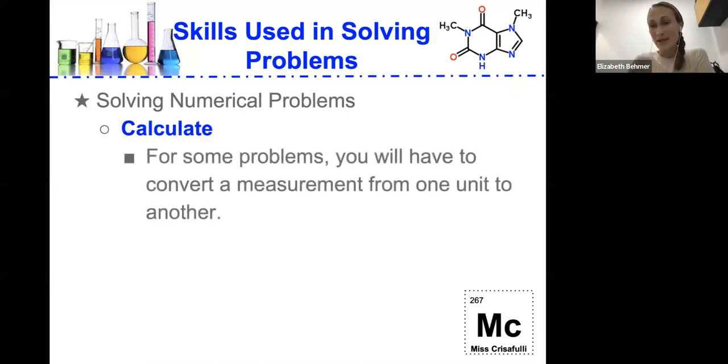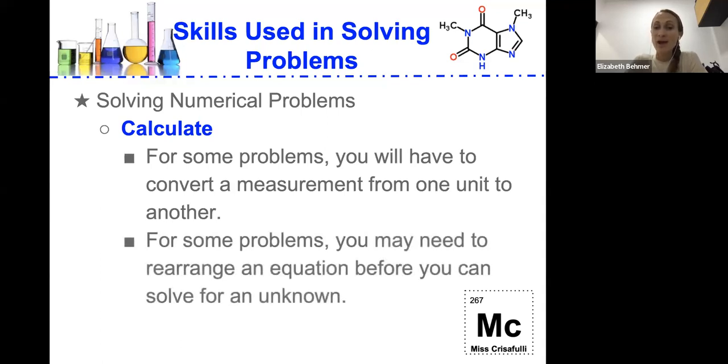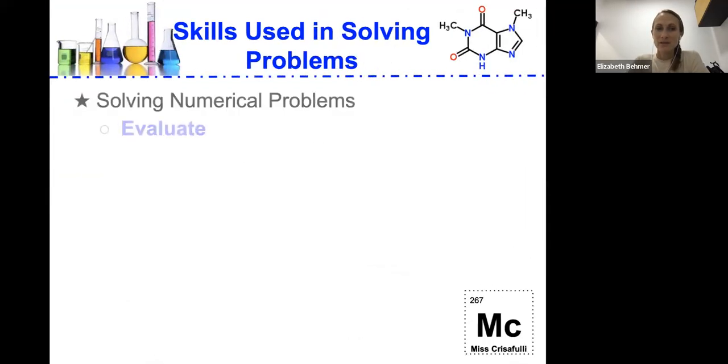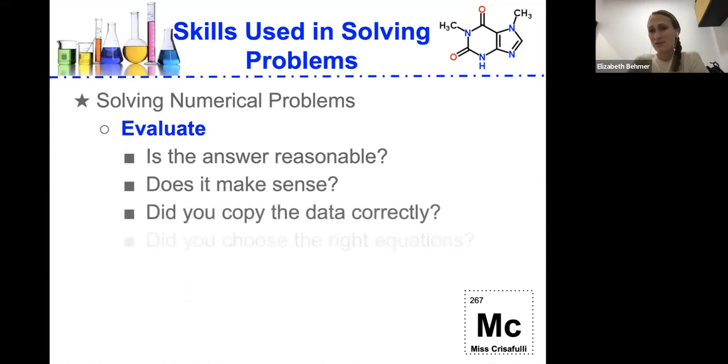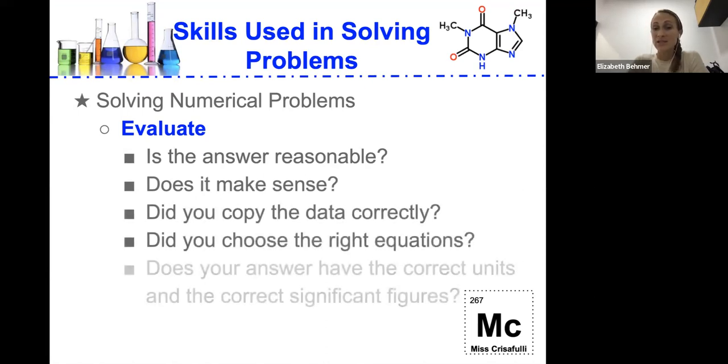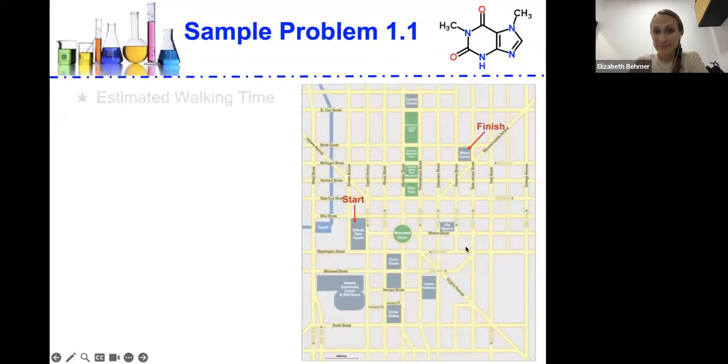Calculating. For some problems, you might have to convert a measurement from one unit to another. And for some problems, you may need to rearrange an equation before you can solve for an unknown. And then evaluate: is the answer you got reasonable? Sometimes the answer might be really big or really small or seem way off, and you might notice that right away. Does it make sense? Check to see if you copied all the numbers in the data correctly. Did you choose the right equations? And does your answer have the correct units and the correct significant figures?